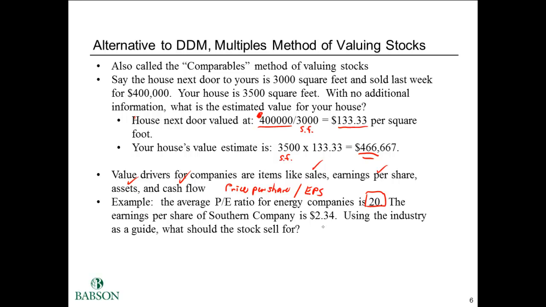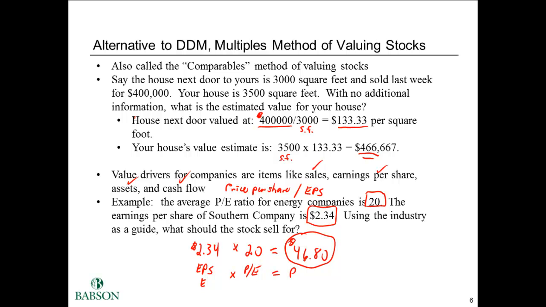The earnings per share for Southern Company is $2.34. So using industry information, what should the stock be selling for? So in this case, we take $2.34 earnings per share times a PE multiple for the industry of 20, and we arrive at, you can see in the math that if you take earnings times price earnings, you end up with an estimate for price. If we multiply these out, we get about $46.80.